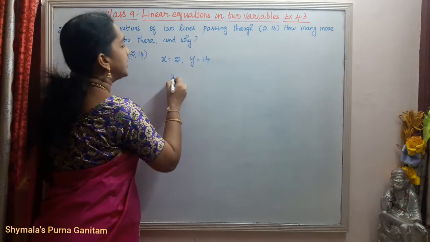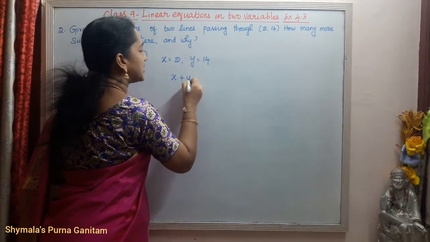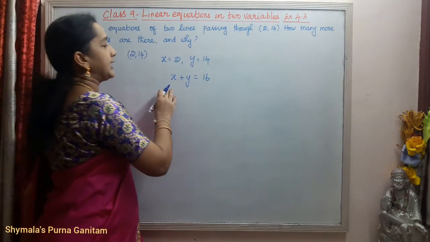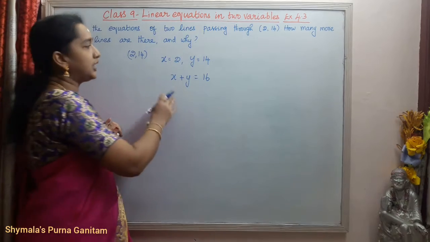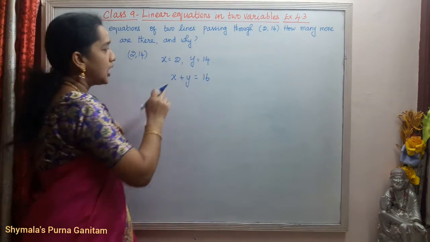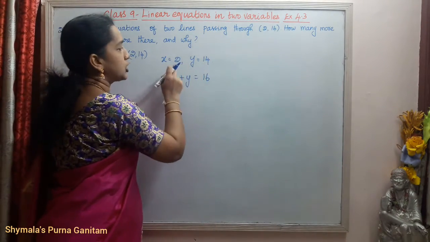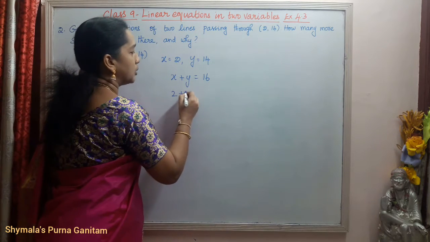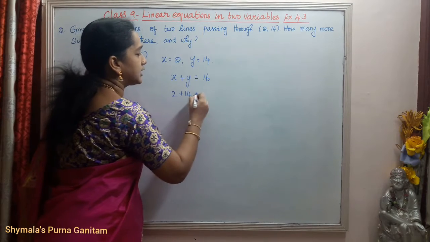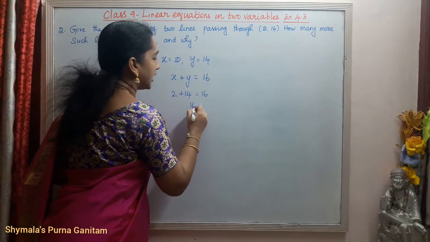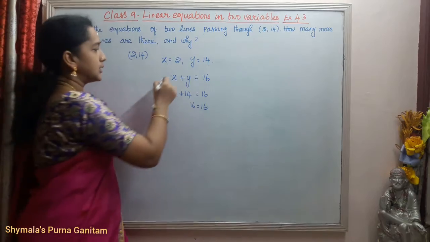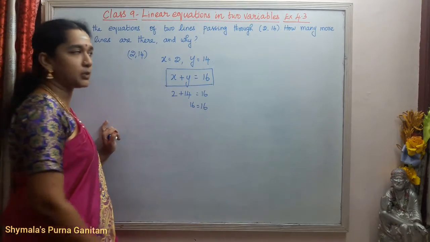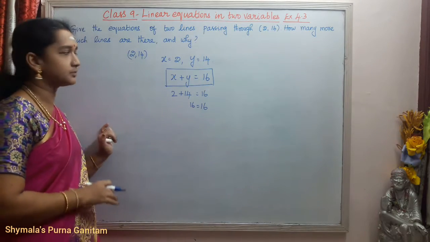So, for that, if I write x plus y is equal to 16, that will satisfy this condition. How will it satisfy? The solution is given as (2, 14), that is, the x value is 2 and the y value is 14. So, when I add 2 plus 14, I get 16 is equal to 16. So, I can take one line as x plus y is equal to 16 for the given condition.